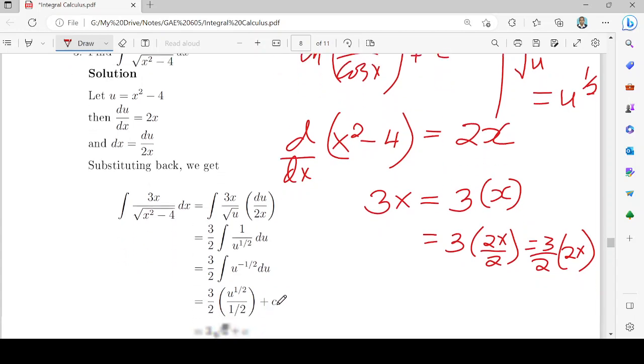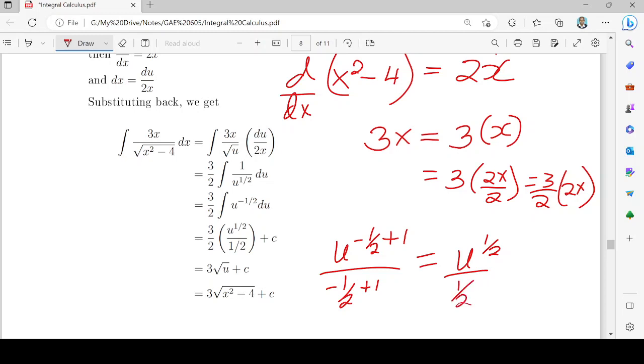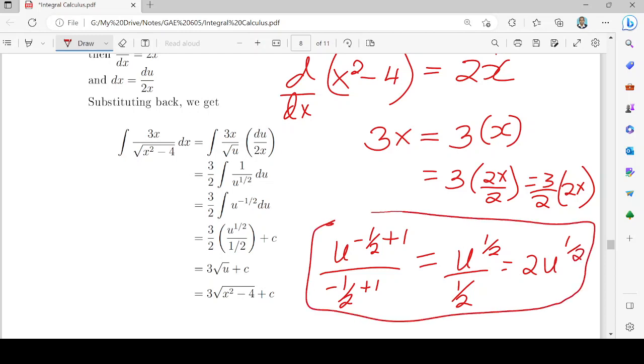And now with this one, we can make use of the rules of integration. We increase the power of u by 1. So we have u to power negative a half. We add 1 here and divide by minus a half plus 1, which is the new power of u. So this becomes u to power half divided by a half, or even 2 u to power a half. This will be what we get when we integrate.